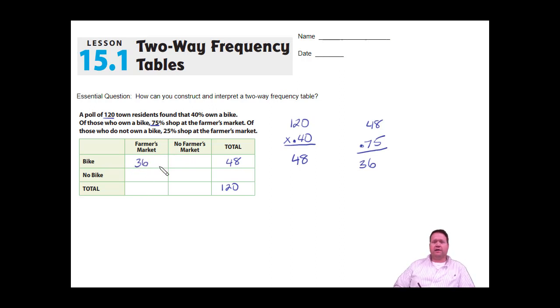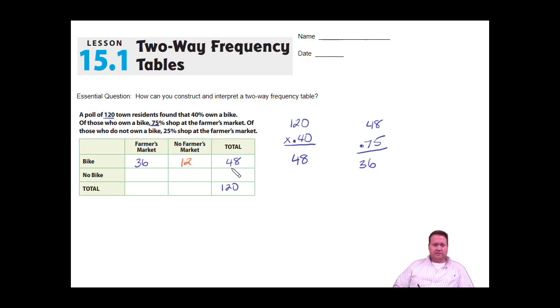Now here's how a two-way table works. The horizontal rows all add up to this total. So if this is 36 and the total is 48, then the missing number is 12. And so I'm going to go ahead and fill that part in. This missing number here is 12.